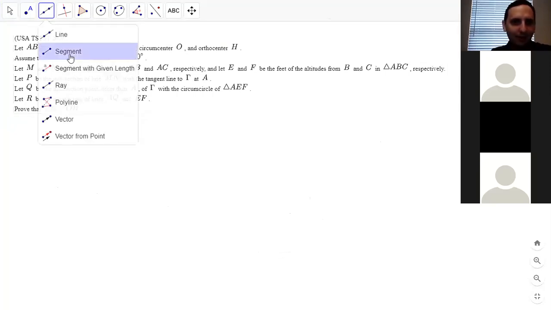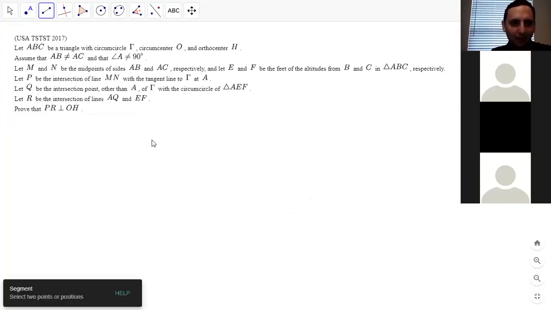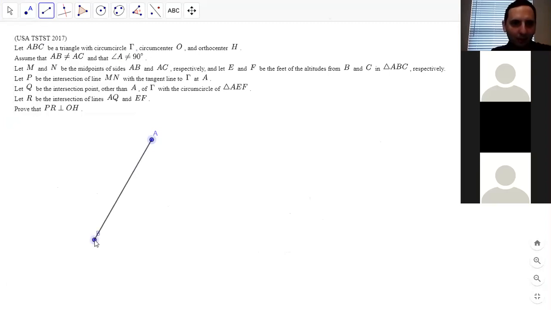So let ABC be a triangle with circumcircle gamma, circumcenter O, and orthocenter H. Let me draw the orthocenter.